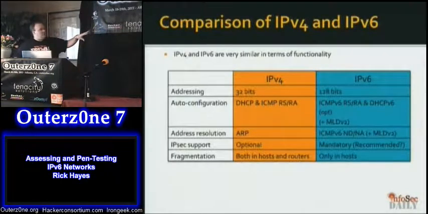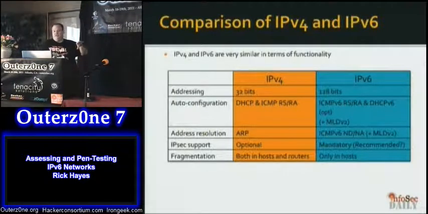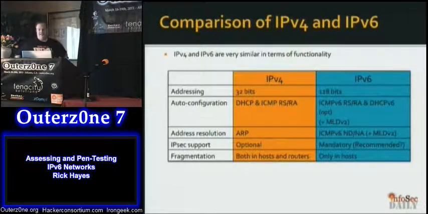So just to give you a quick comparison, IPv4 is 32 bits versus 128. Again, the auto-configuration for IPv4 is DHCP, but for IPv6 you have to use DHCP version 6, which is optional. You have to use ICMP version 6. You have the router announcements, and ARP is no longer there, so you use ICMP. And again, you see where it says mandatory for IPsec. It's actually recommended if you read the RFC.